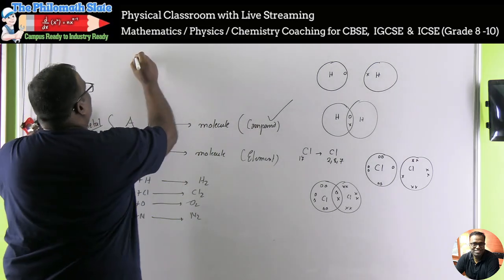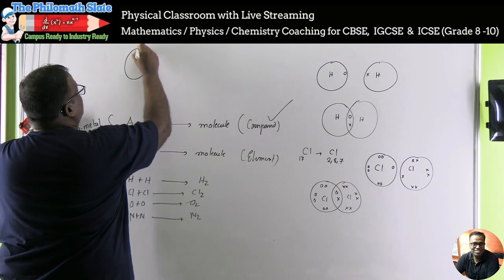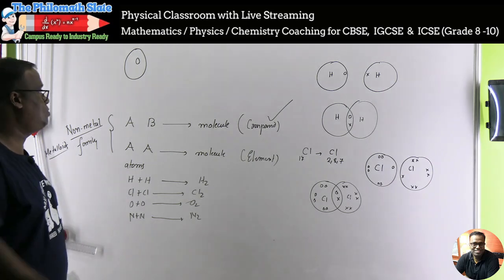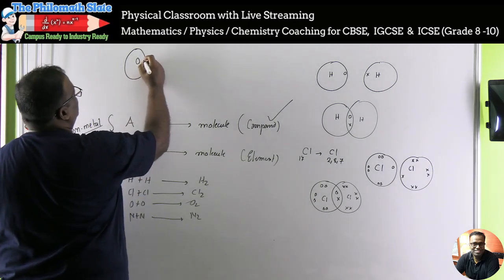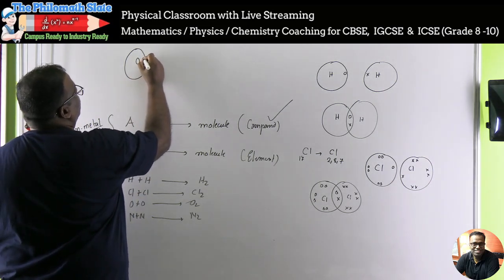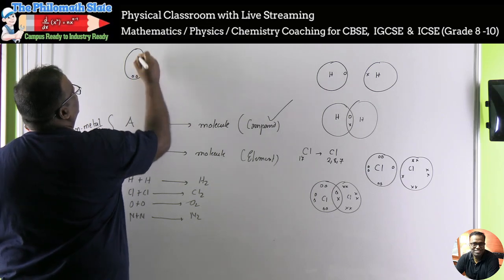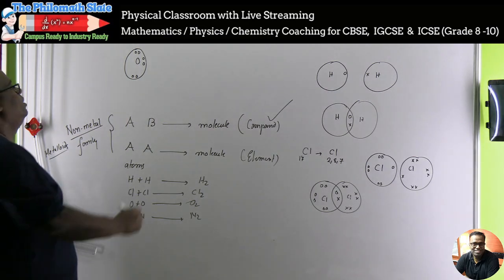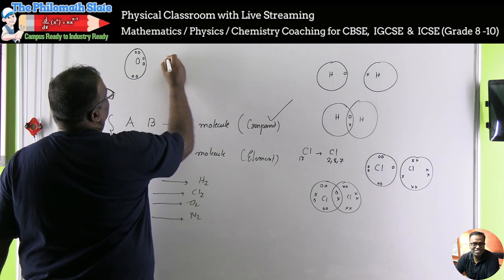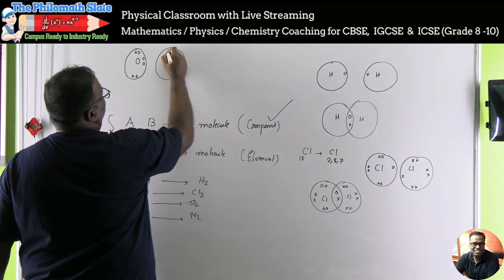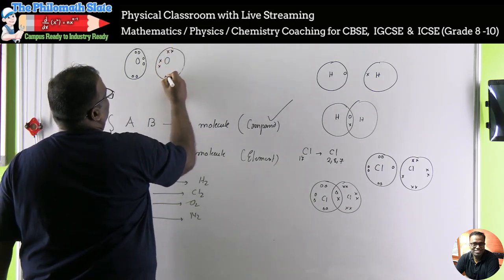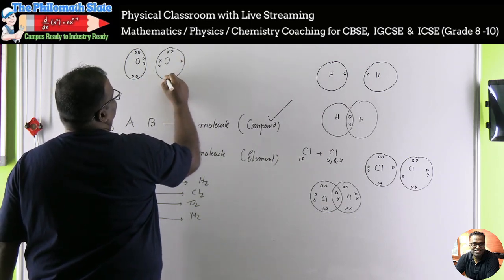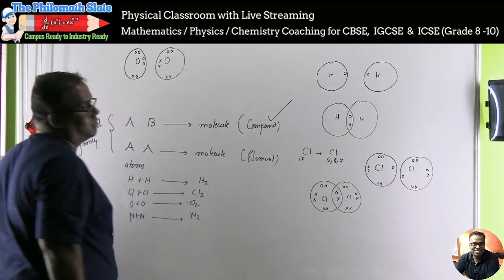Let's take the next one. Oxygen. Yes, Kirtan, tell me, what is the atomic number of oxygen? 8. What is the electronic configuration? 2, 6. 2, 6 means the outer orbit will look like 1, 2, 3, 4, 5, 6. Fine? Good. And then we have got another oxygen, and that has got 1, 2, 3, 4, 5, 6, 7. Why 7? Just like this. 1, 2, 3, 4, 5, 6.